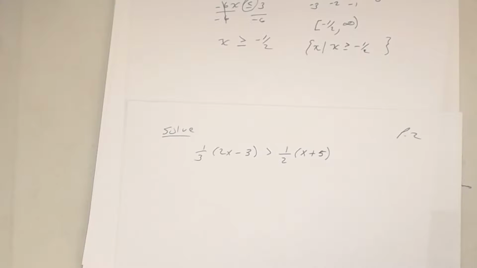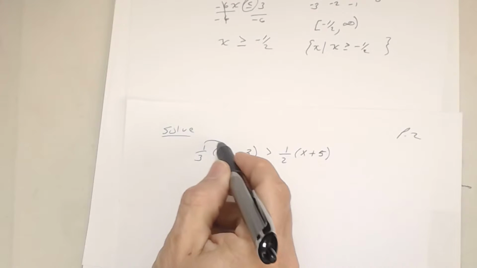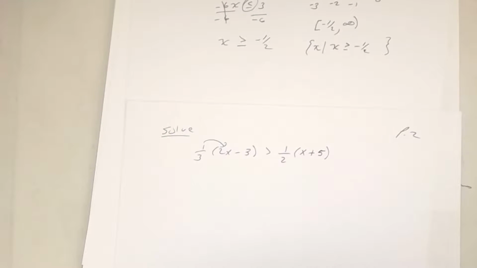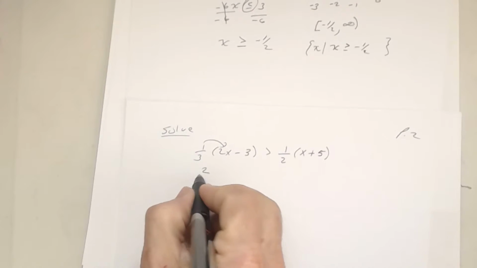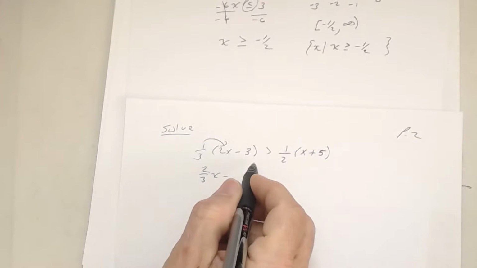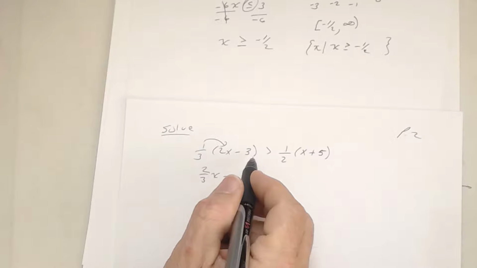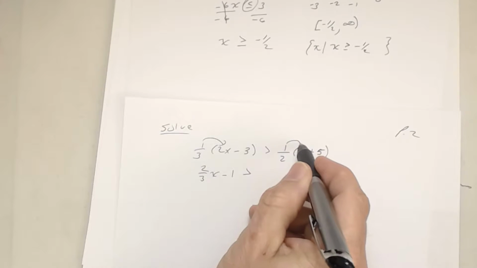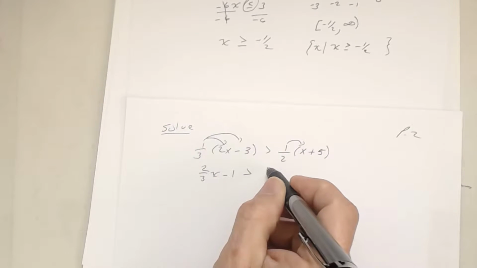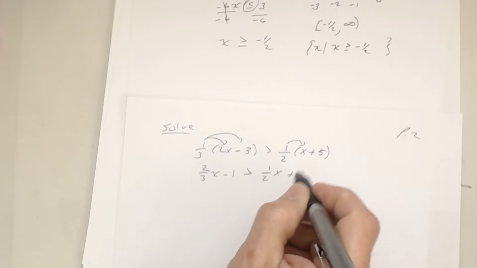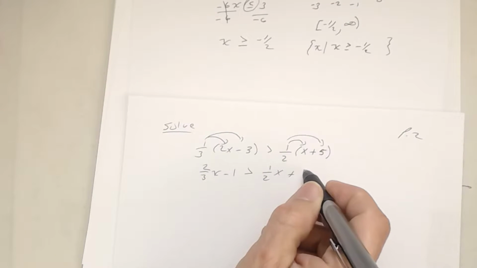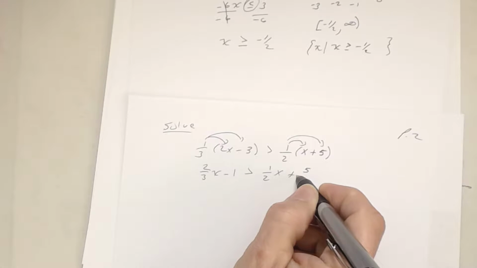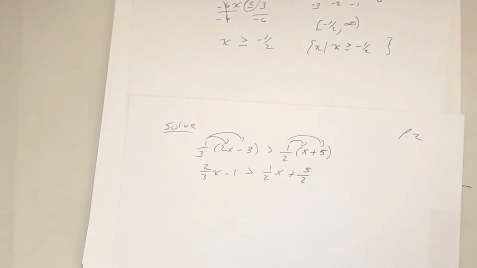Okay, so you have parentheses, there's a number in front, so distributive property, okay? All right, so what's 1/3 times 2x? 2/3 x. Minus, what's 1/3 of 3? 1. Okay, good. Is greater than, what's 1/2 of x? 1/2 x plus, what's 1/2 of 5? What fraction is that? 5 over 2, so 5/2. All right.